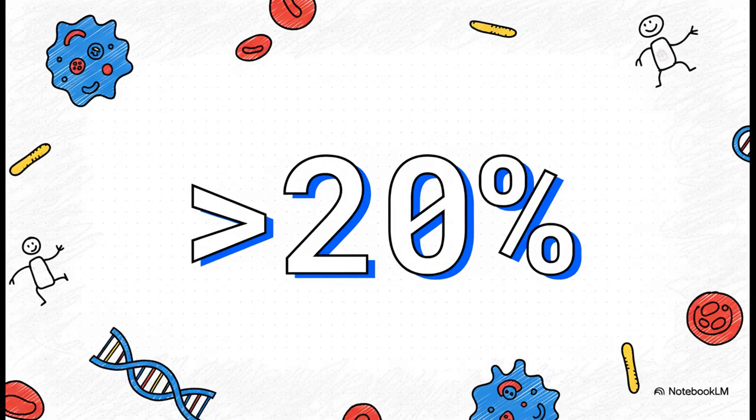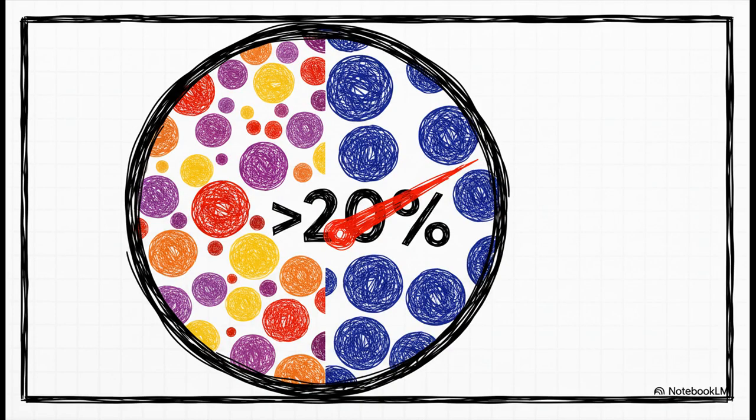Seriously, this is a non-negotiable, super high-yield number. You absolutely have to commit this to memory for your exam. And that's the whole story right there. An acute leukemia is defined by having more than 20% blasts in the bone marrow. That is the gold standard. It's the diagnostic line in the sand.